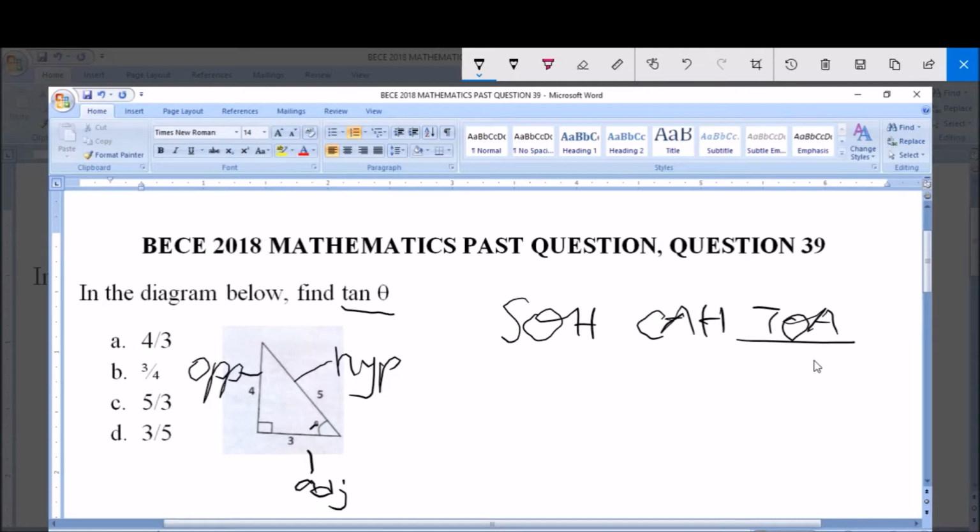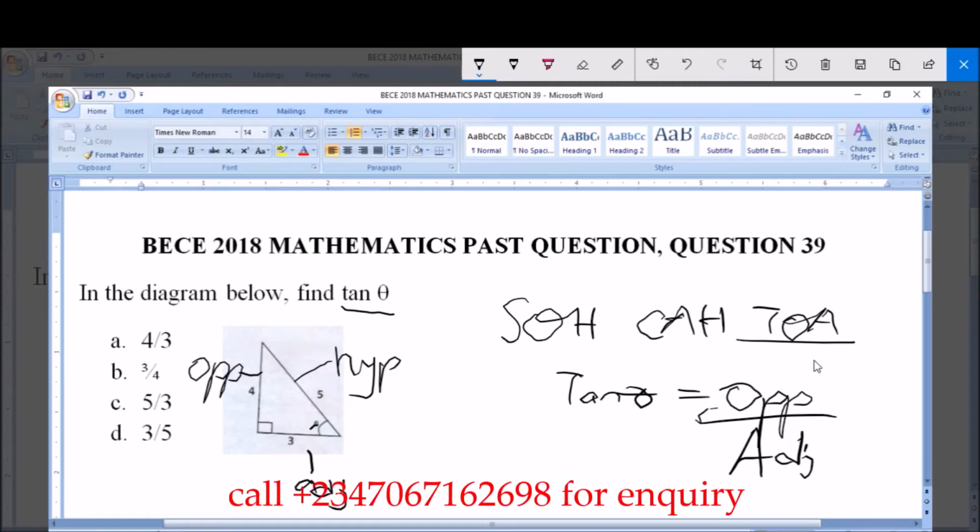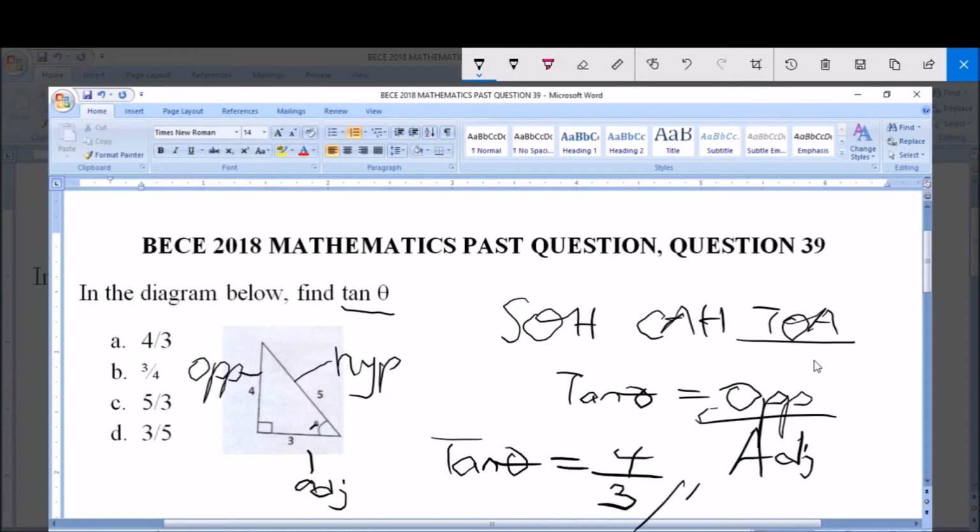This is tan. So tan theta here is simply given as opposite all over adjacent, that is opposite over adjacent. Now we have that our opposite here is 4, and our adjacent is 3. So therefore tan theta is equal to 4 all over 3. 4 over 3, this is the answer.